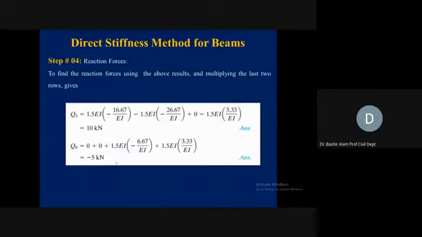Now we are done with problem number 1 about the beam. Once the support reactions are found, you can draw your shear force and bending moment diagrams with the help of this problem. Now let me know if you have any question.